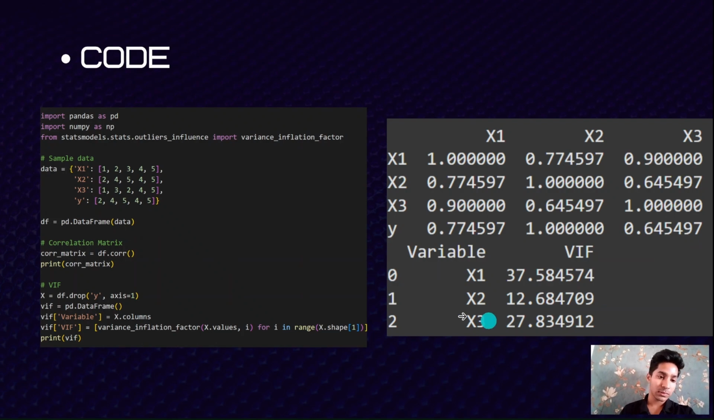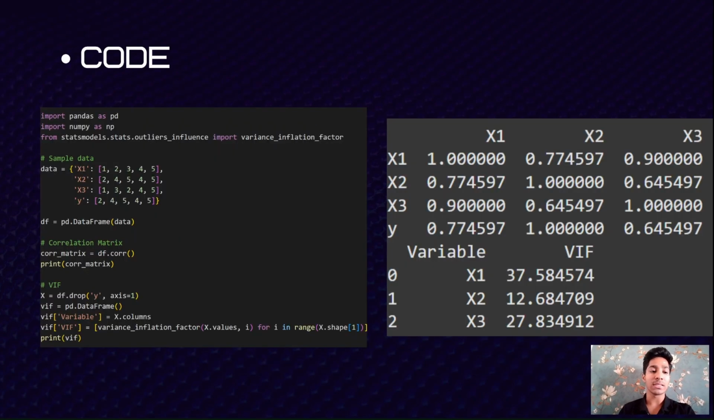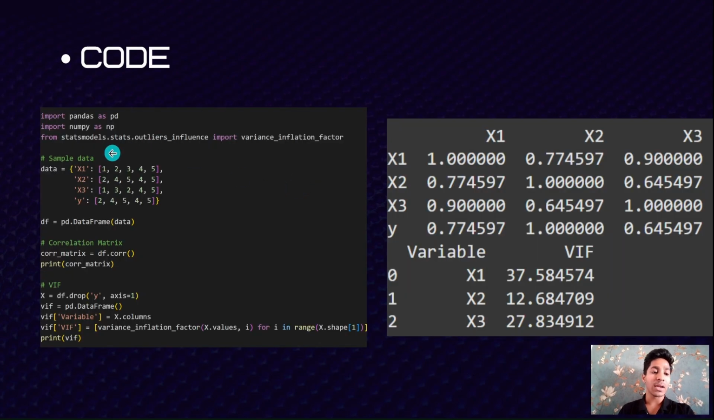Then we have code related to multicollinearity and its output. Its output is in the form of a matrix, a 3 by 3 matrix, and these are the variables. And here is the explanation of the previous code, in which first we import some libraries such as Pandas for data manipulation and Statsmodels for statistical analysis. Here are the libraries. And then we create sample data, a sample data frame with independent variables x1, x2, x3 and a dependent variable y. Here are the independent variables x1, x2, x3 and a dependent variable y.